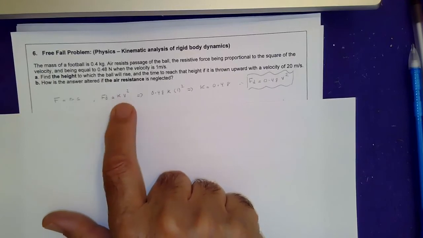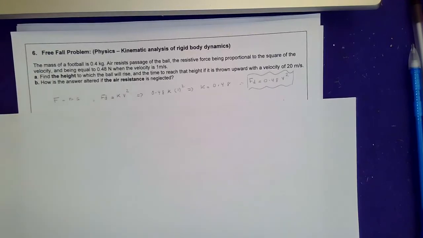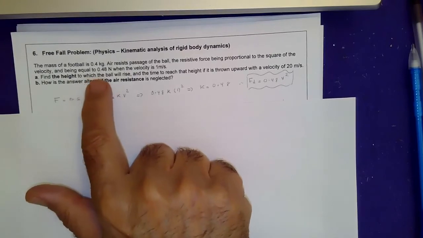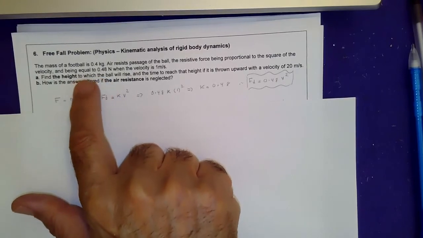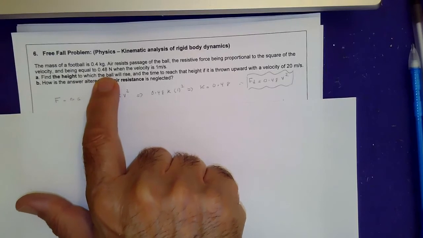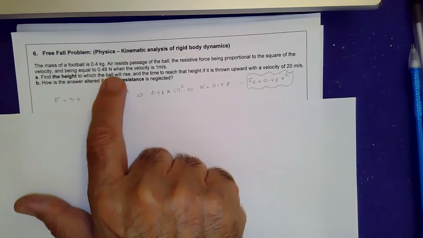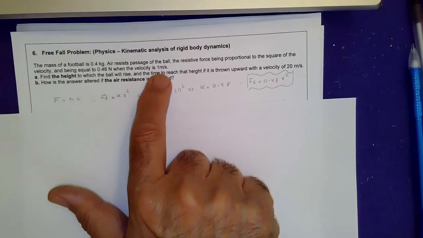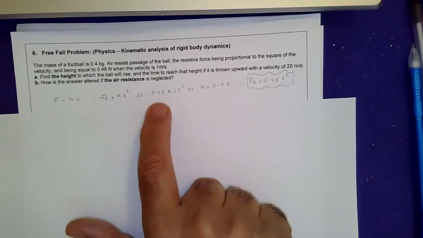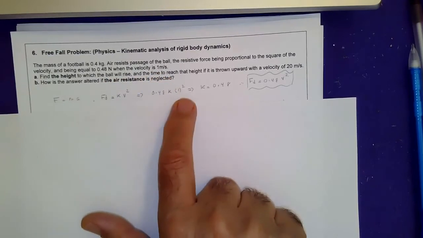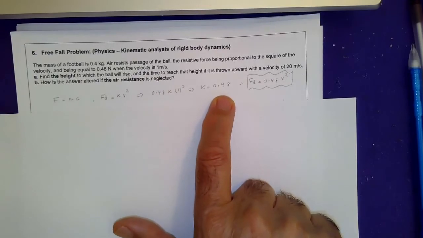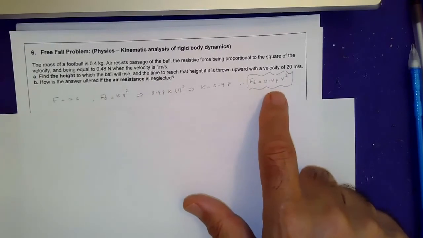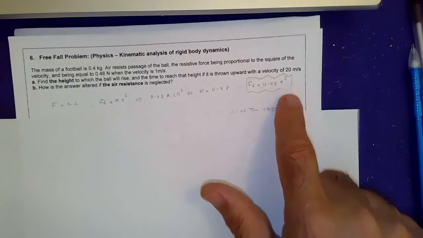I need to find k. That's the constant of proportionality. But if you read on, it says you have the drag force is 0.48 newtons when the velocity is 1 meter per second. So replace this with 0.48, velocity with 1, k is equal to 0.48. So the drag force is 0.48 v squared.